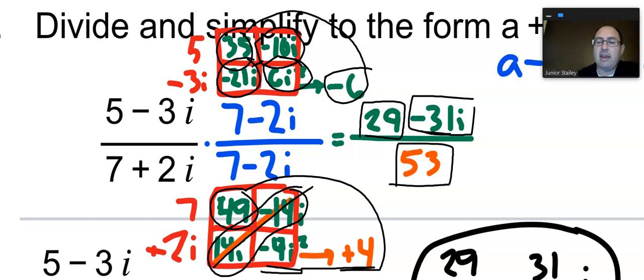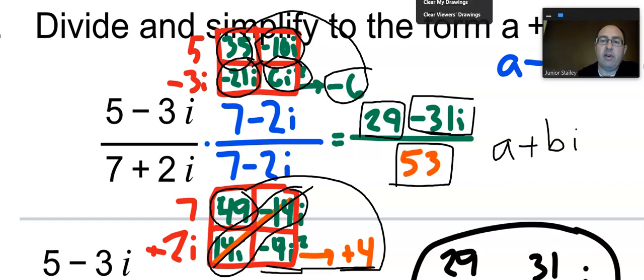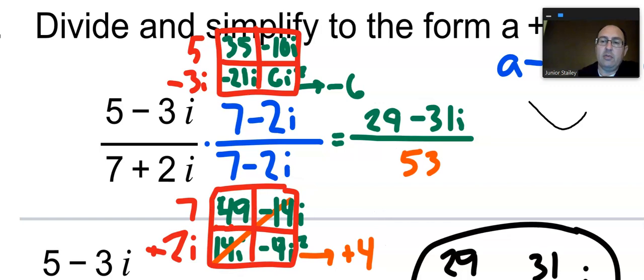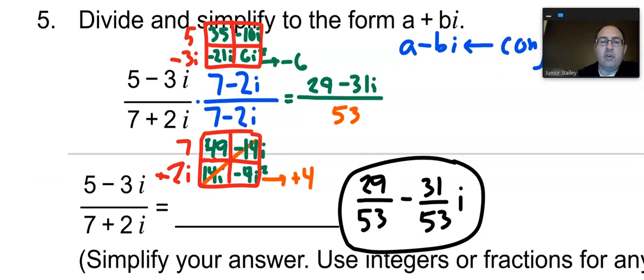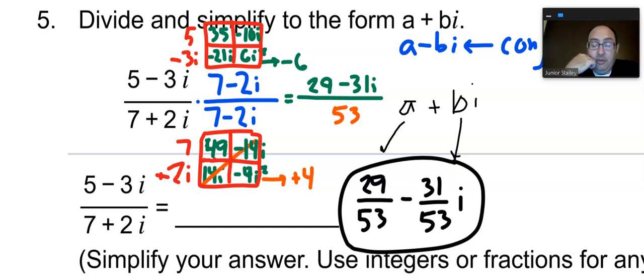Now, how do I write that in a plus bi form? Well, we split it up into two separate fractions. So here we have it. There's your a and your bi. Two separate fractions, same denominator. 29 over 53 minus 31 over 53i.